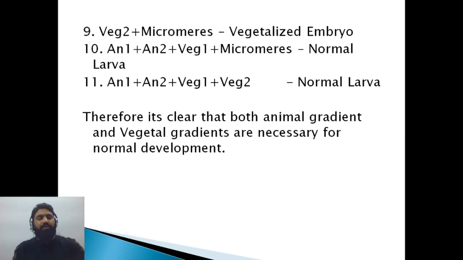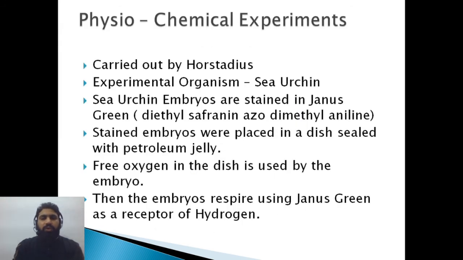From all these experiments, one thing is very clear. There are two gradients, the animal gradient and the vegetal gradient, and the combination of these two gradients is required for the normal development of the larva. Next we will be discussing the physiochemical experiment, which will be discussed later in the next session.